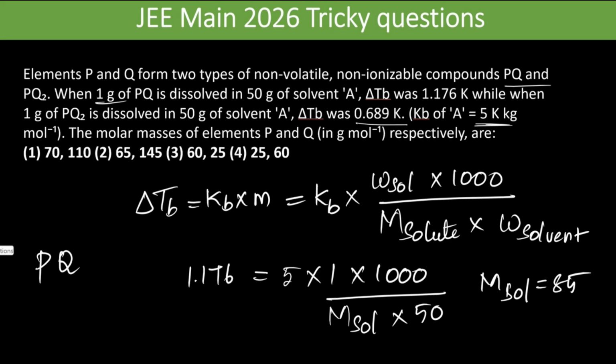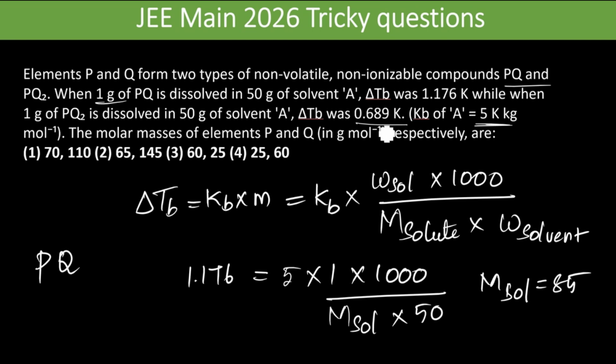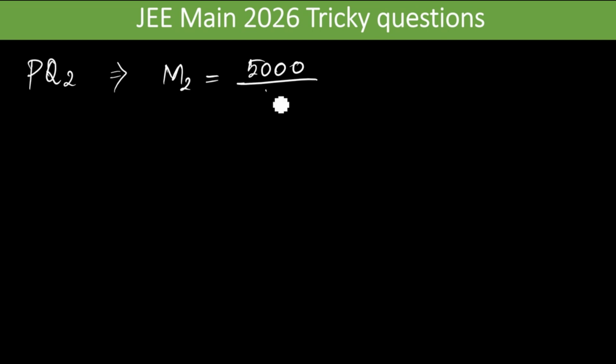Similarly, you can do it for PQ2, which is M2, and that will give you the values again, right? 5 into 1 into 1000 divided by M2 into 50. So M2 goes on the other side. The only difference is that here the delta Tb value is 0.689, which will give you 145.83.